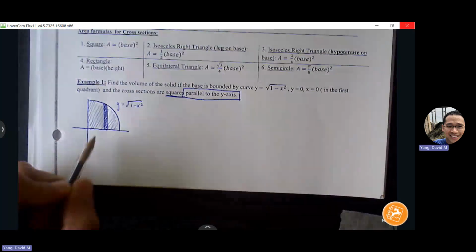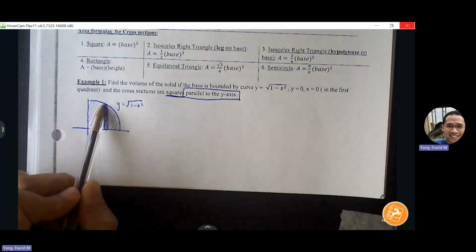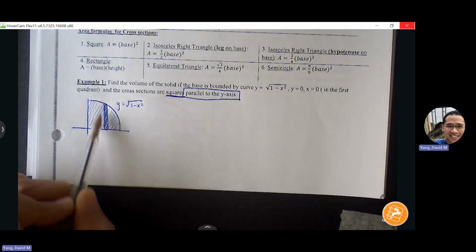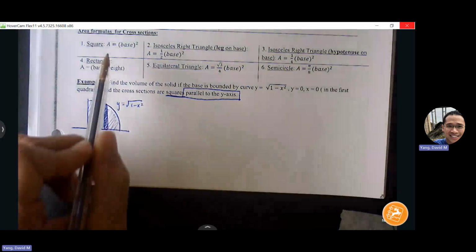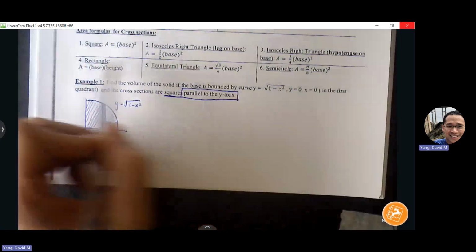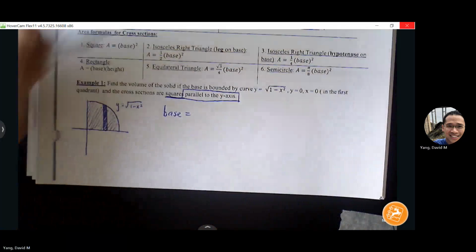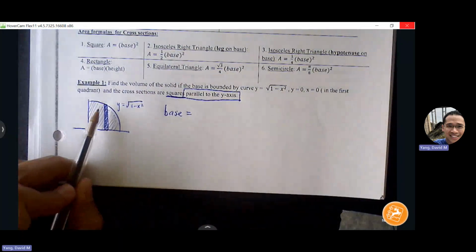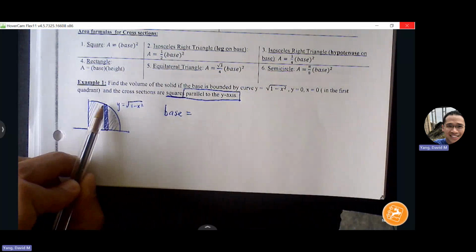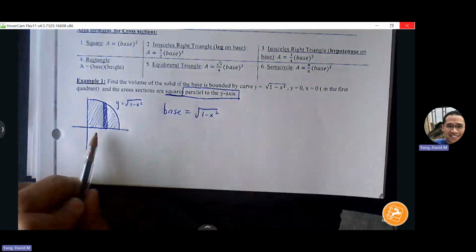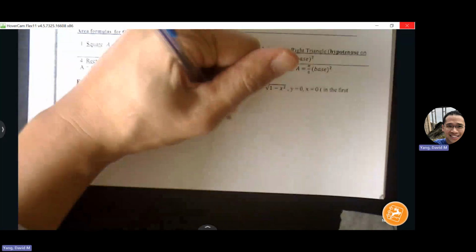And instead of calling this the height of a rectangle, or the radius of a circle, we're going to call this the base length of whatever shape we're trying to build. So the base length is just top minus bottom. What's the top of my length? Square root of 1 minus x squared. Minus what's the bottom? Touching the 0. There we go, there's my base length.